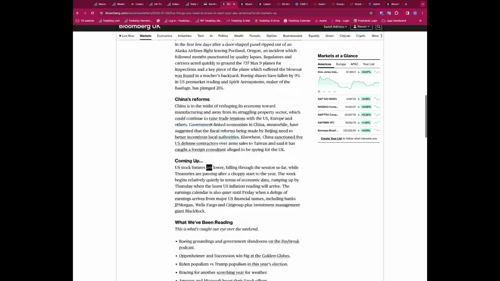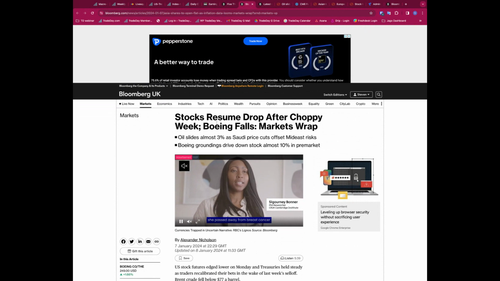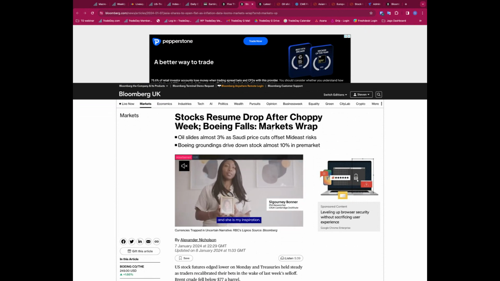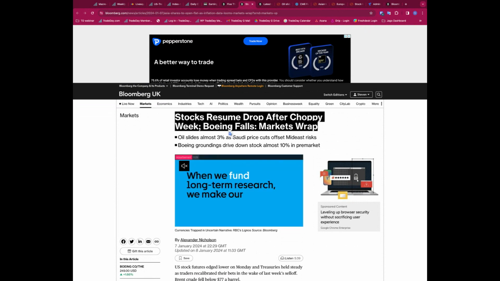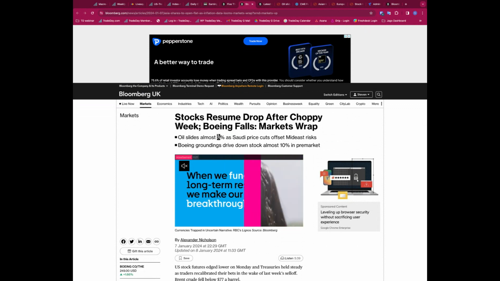And stock futures are lower in here this morning so far. Stocks resume drop. Not massively lower this morning, slightly lower, but being pulled down. Boeing not really helping that matter in here. But oil significantly lower in here.